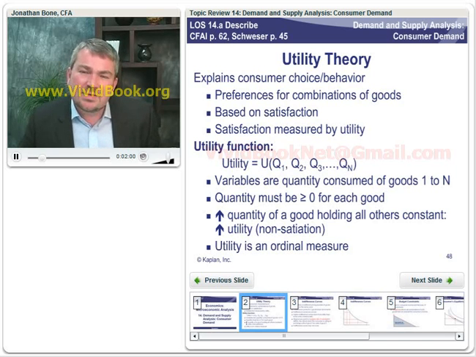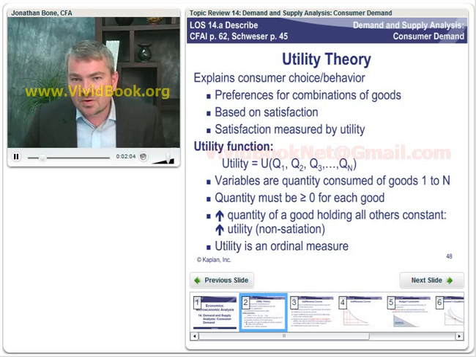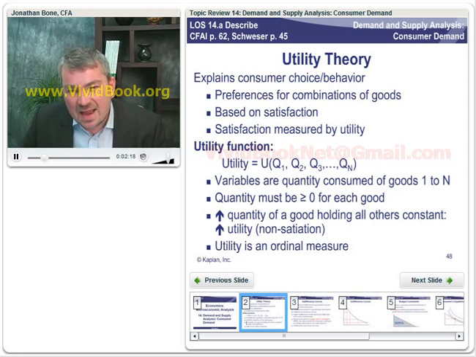Notice our utility here is an ordinal measure. Now if you remember ordinal from your quants material, it means that only the order makes sense, not the intervals essentially. So when we're looking at indifference curves, all we'll be able to say is we prefer to be on a higher indifference curve. We can't actually establish by how much.